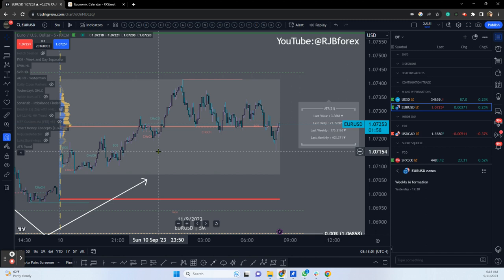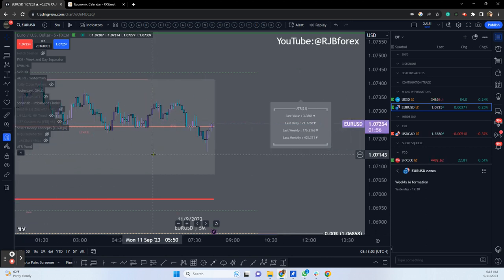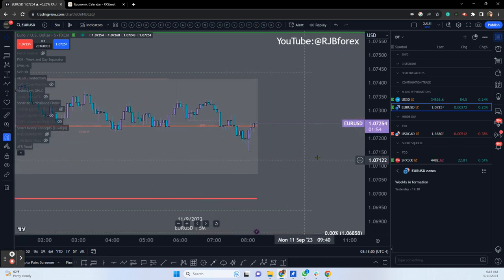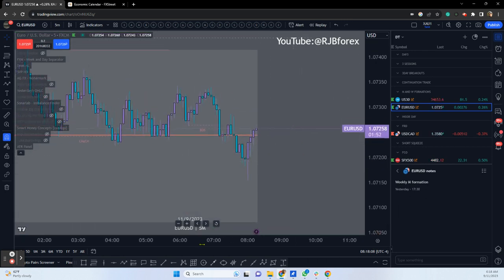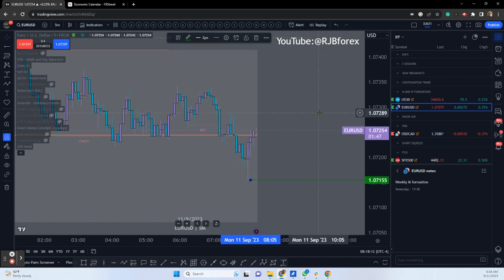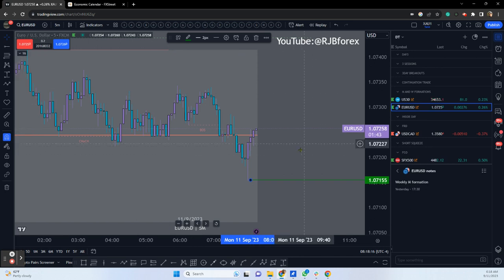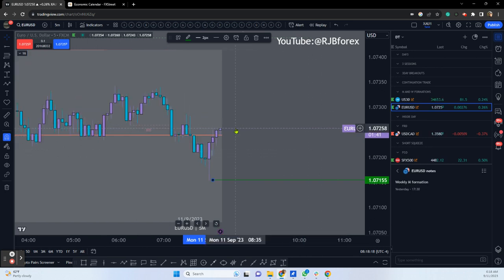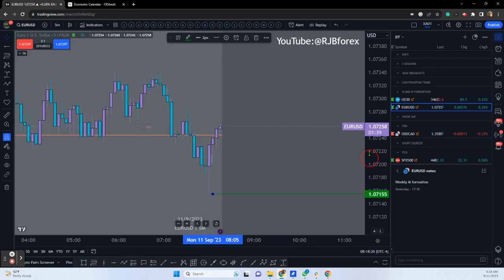Yeah, 107.16 is the low of the US day so far. 107.15.5 on this broker. And we've got a high that we're starting to print at the moment.